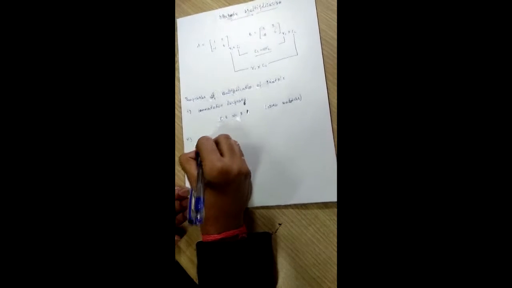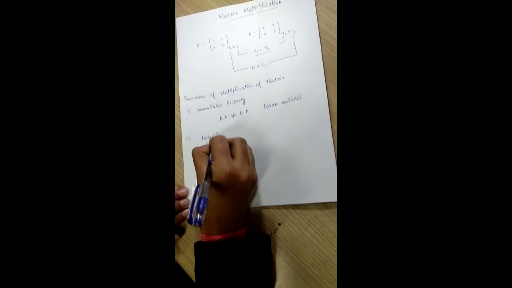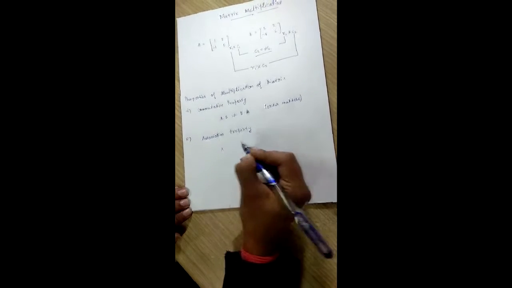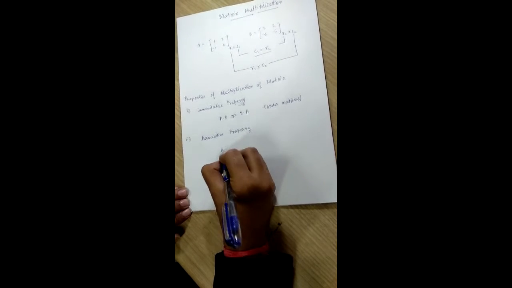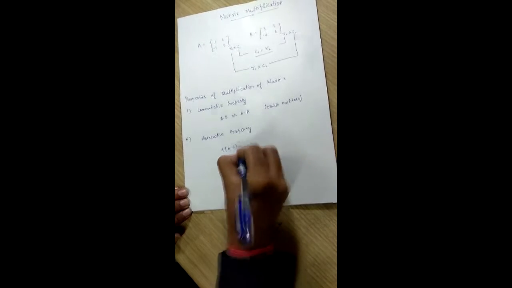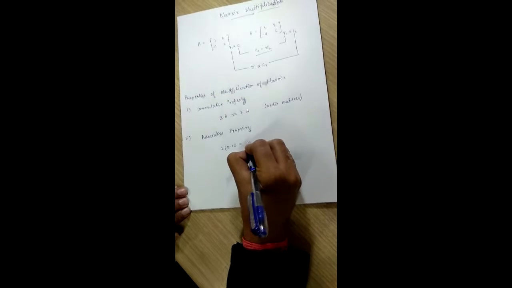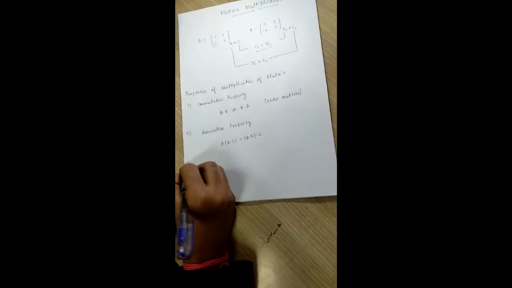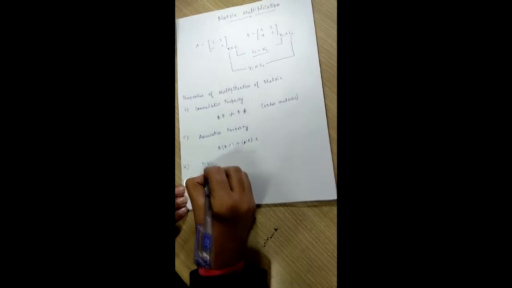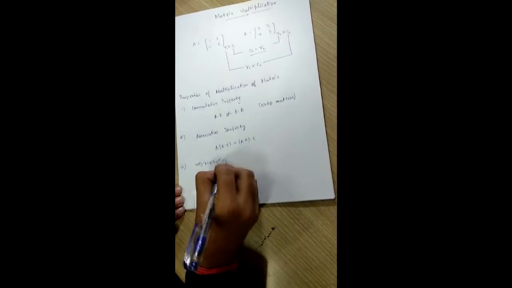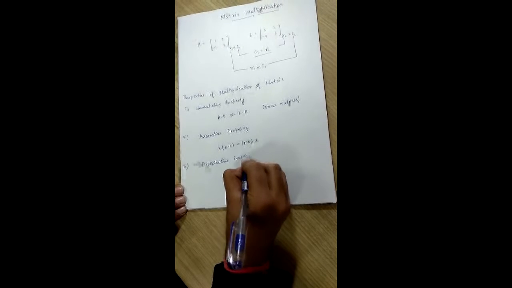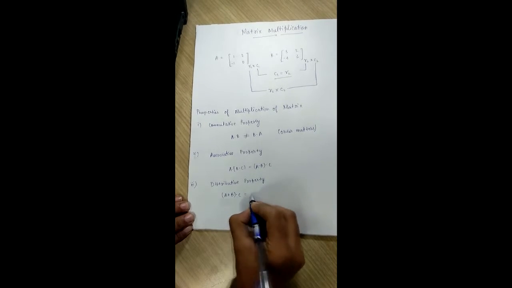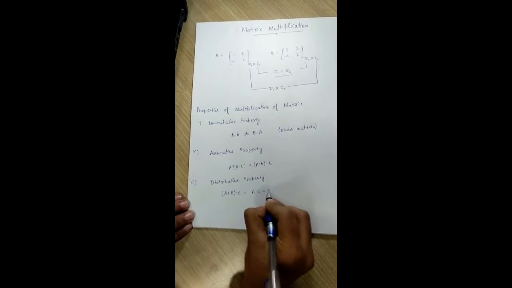Second property is we call associative property, which is, let's say three matrices A, B and C. So A times B, times C is equal to A times B whole times C. Now the third property is distributive property, which is A plus B times C will be equal to A times C plus B times C.